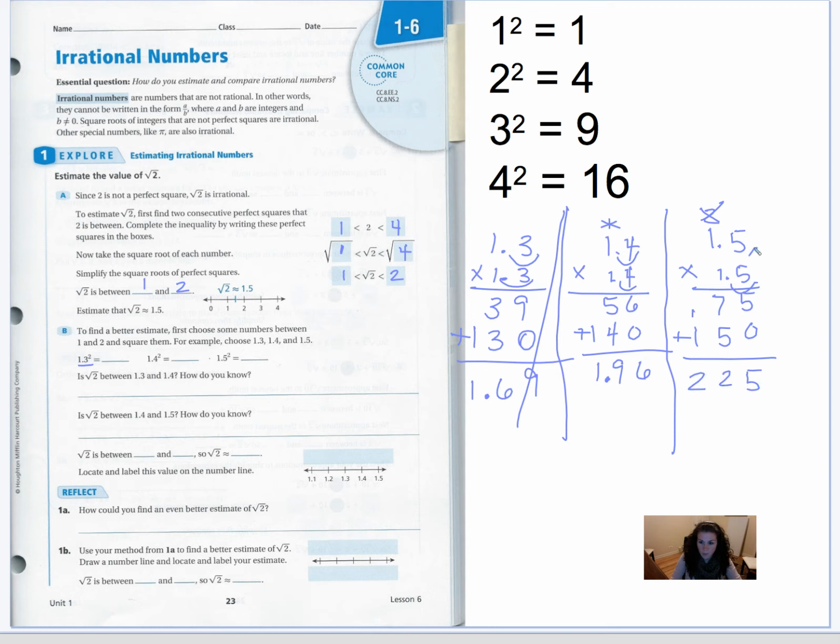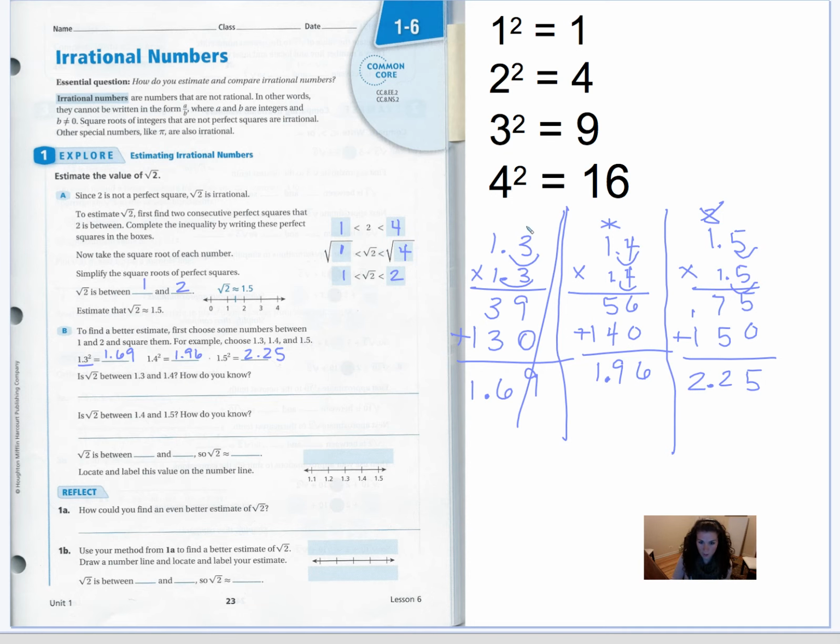Move the decimal 2 spaces. So we have 2 25/100ths. So let's put our answers here. This was 1.69. This was 1.96. And this was 2.25. Now it asks us, is the square root of 2 between 1.3 and 1.4?